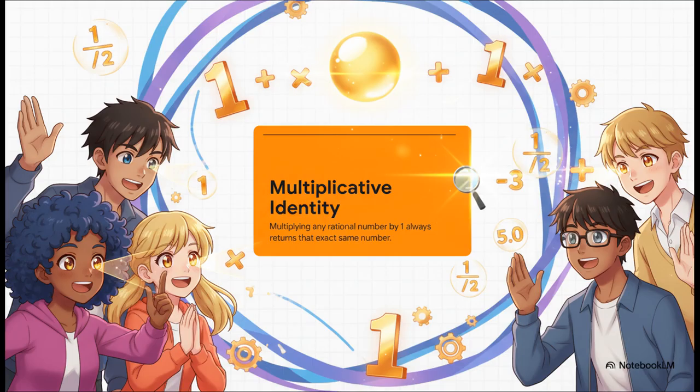We can officially close our very first case by naming this property. This is the multiplicative identity, or commonly known as the role of 1. It's basically a mathematical guarantee that multiplying any rational number by 1 will always, without fail, return that exact same rational number to you, completely unharmed and unchanged.